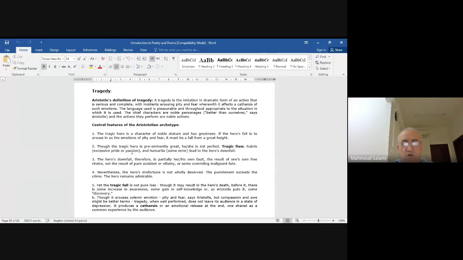Now, the central features of the Aristotelian archetype, and here he gives us the qualities of those features. We say Aristotelian archetype, meaning the old type which Aristotle really thinks about. Number one, the tragic hero is a character of noble stature and has greatness. If the hero's fall is to arouse in us the emotions of pity and fear, it must be a fall from a great height.